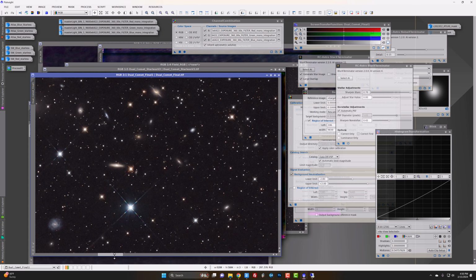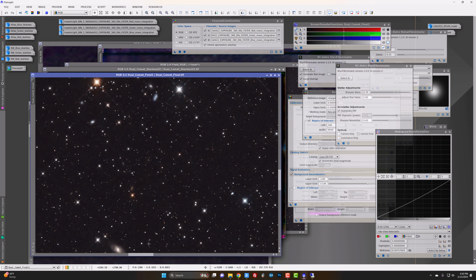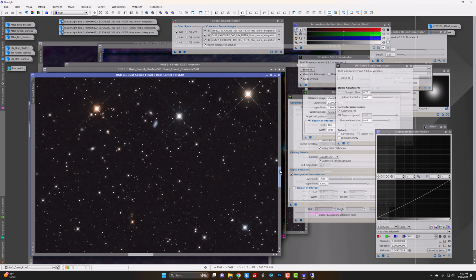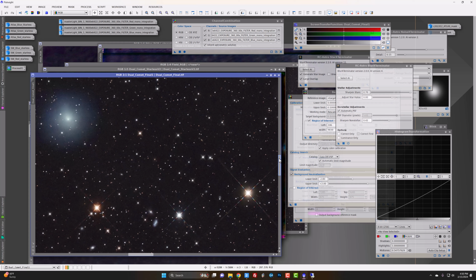I just think this is a really neat field. It has two comets. It has an interesting background canvas on it. The stars look fine, right?